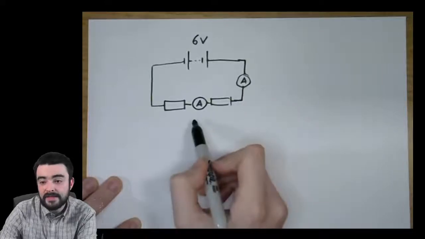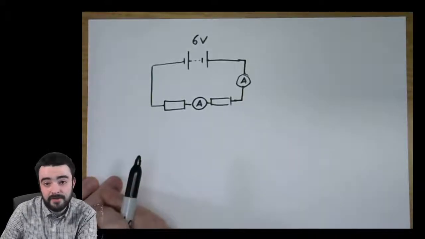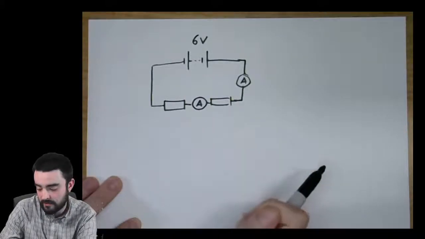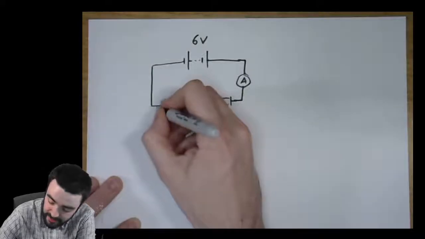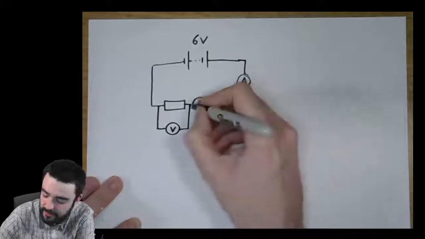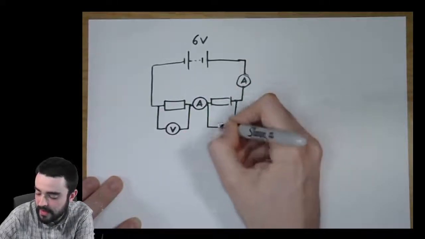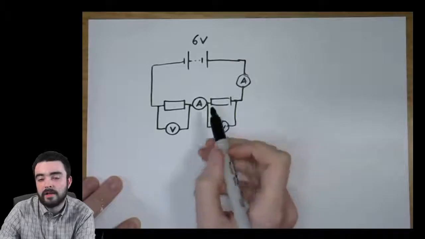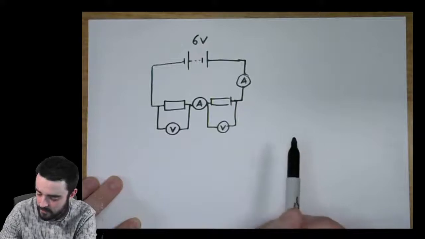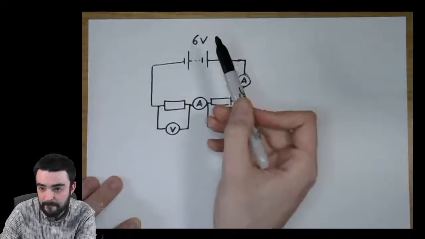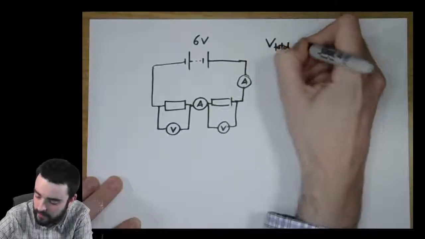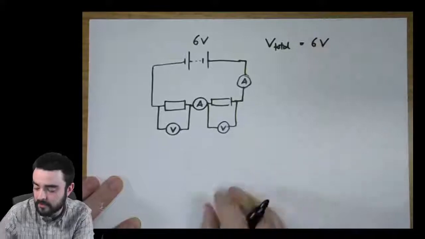So, ammeters are components that measure current. They have to be placed in series with components to be able to measure the current through them. We're also going to put in 2 voltmeters. These measure the voltage or the potential difference across a component, and these have to be placed in parallel to the component or components you're measuring the voltage across. So we've got our 6 volt supply. So this is our total voltage. So I'm going to call that V total is equal to 6 volts.